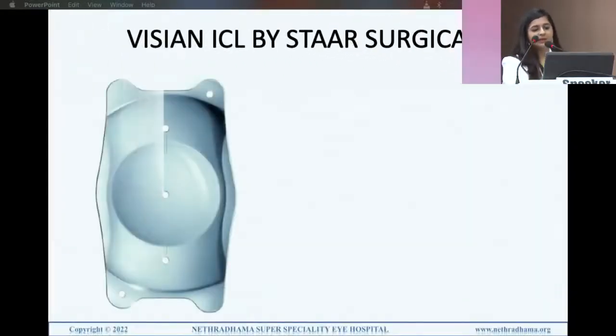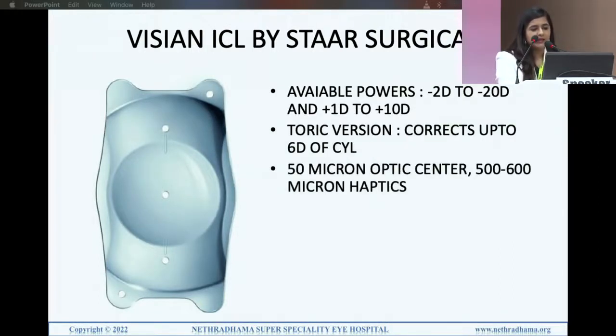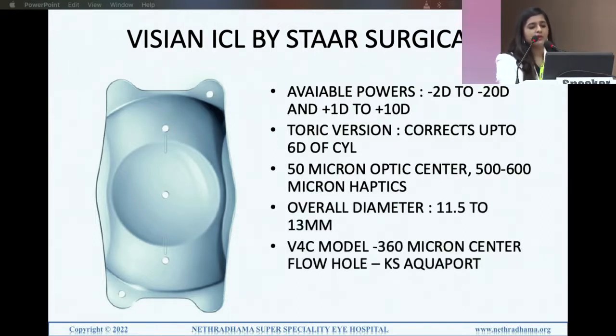So, speaking a little bit about the ICL itself, it's available in these powers, and the thickness of the center optic is just 50 microns. So for surgeons who start off after doing cataract surgery, that mindset of manipulation only in the center needs to be changed to manipulation only in the periphery, because the central optic is very thin and can be damaged.